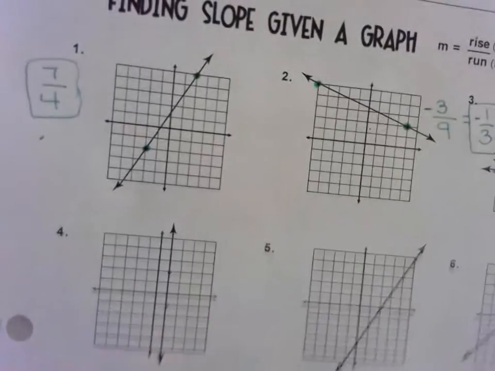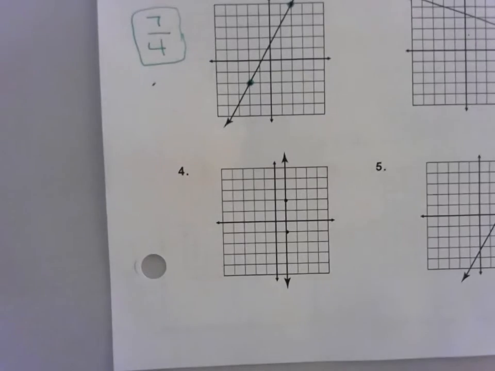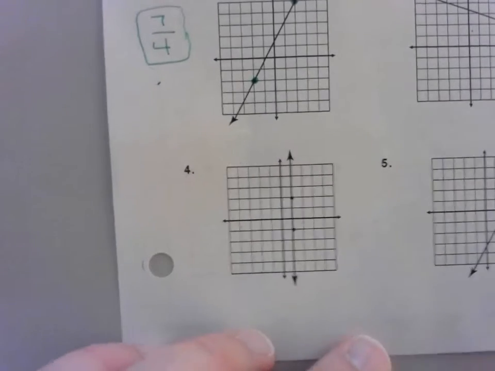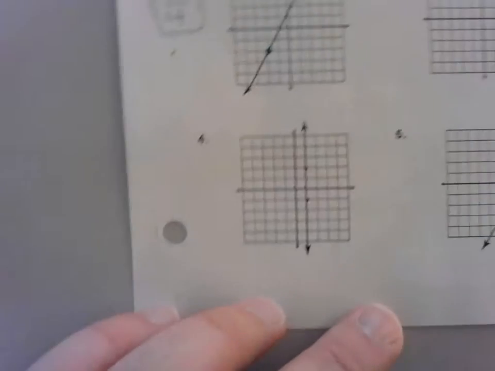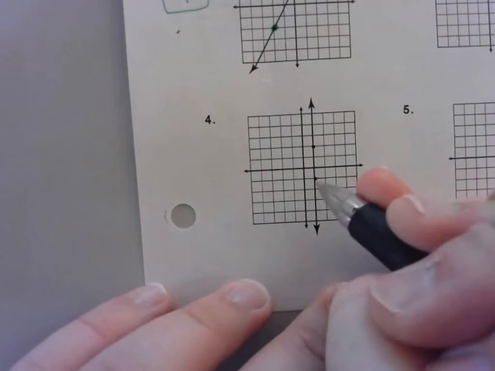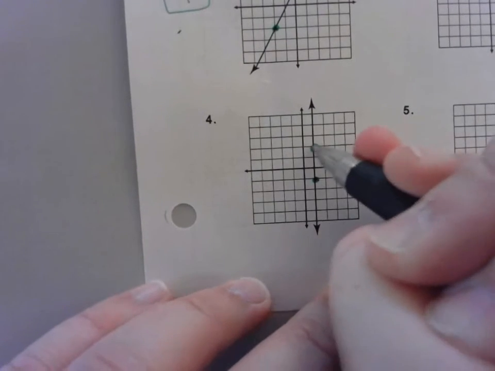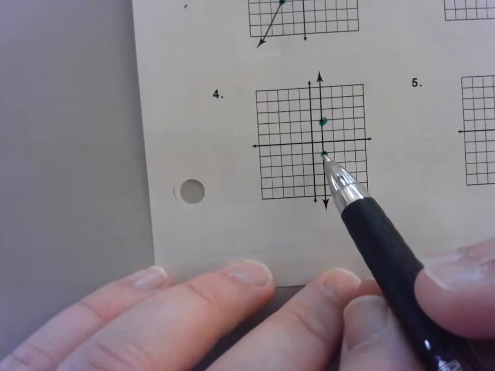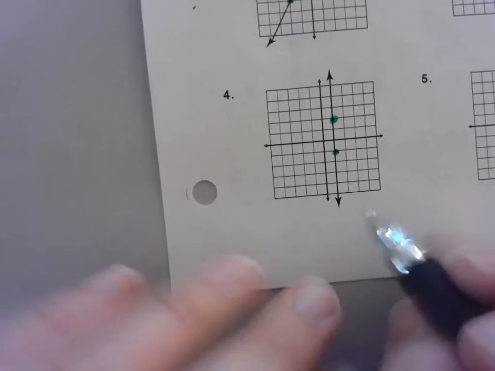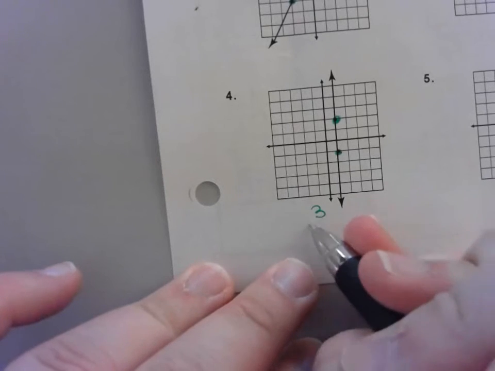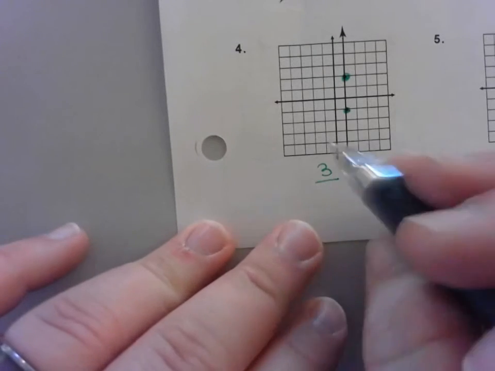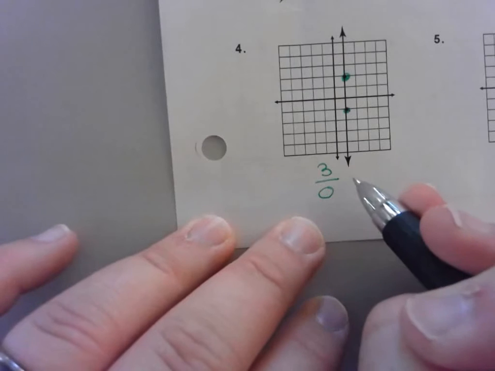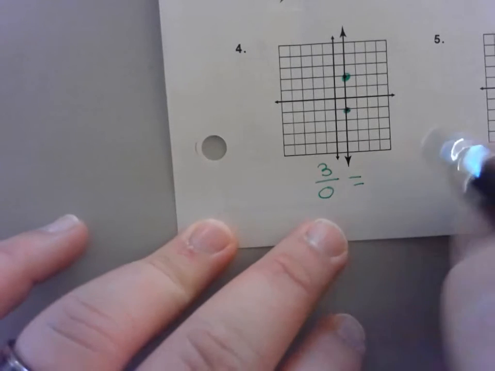If I look at 4 real quick, it's a vertical line. So I know my slope will be what? Undefined, but let's see how I can figure it out. If I look at my 2 points, let's do rise over run. How much do I rise? 1, 2, 3. So I rise 3. How much do I go across left to right? 0. What do I get when I divide anything by 0?